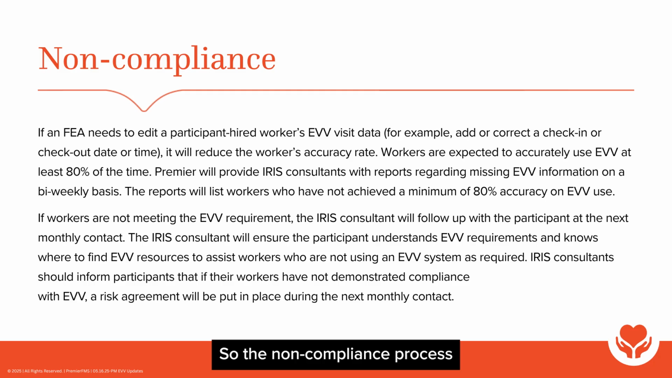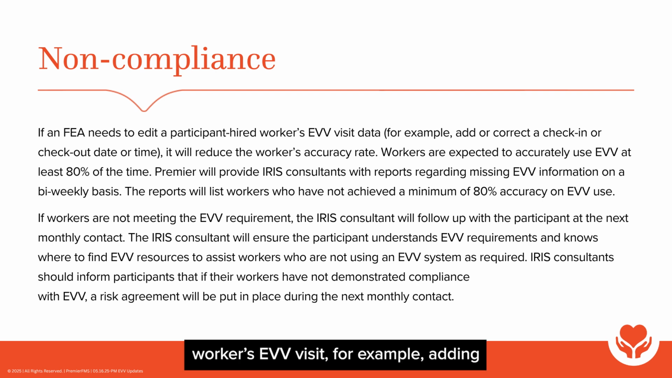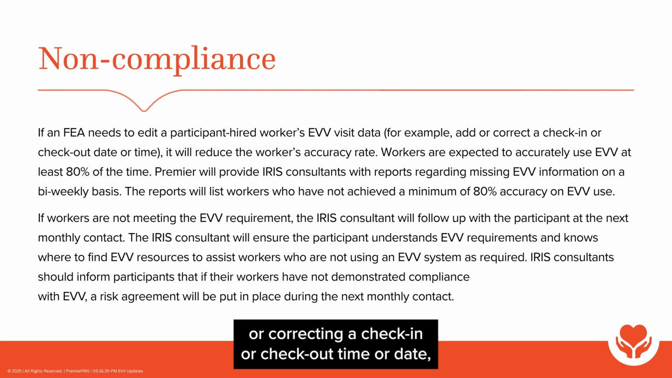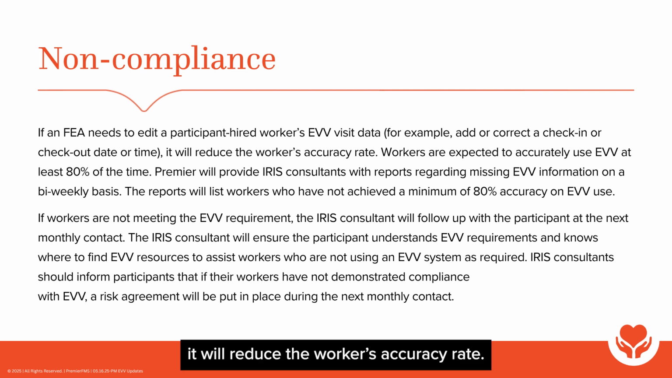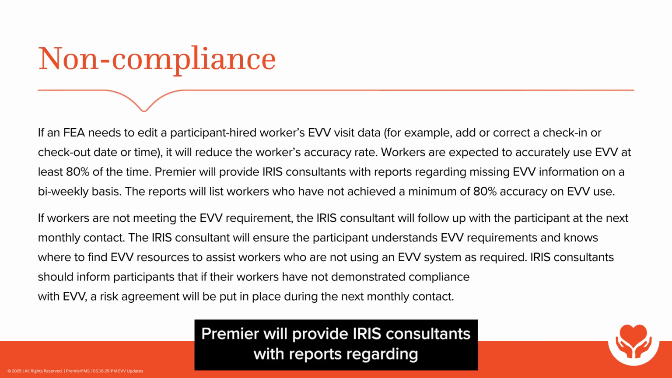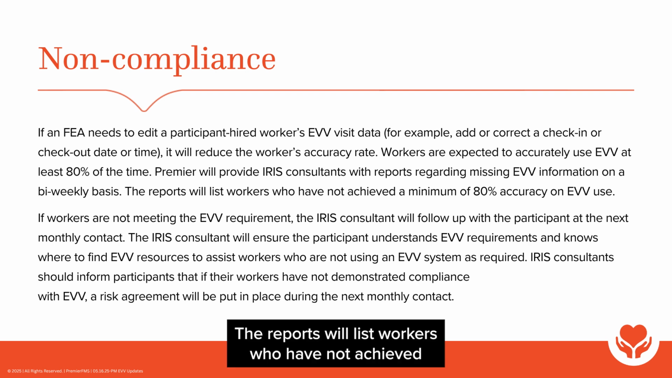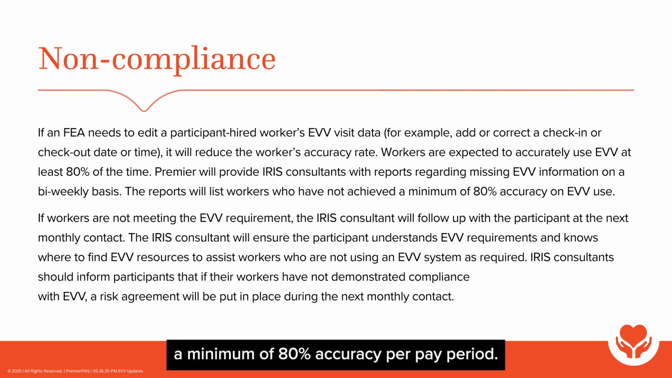So the non-compliance process is if an FEA, such as Premier, needs to edit a participant hired worker's EVV visit, for example, adding or correcting a check-in or checkout time or date, it will reduce the worker's accuracy rate. Workers are expected to accurately use EVV at least 80% of the time, and that 80% is per pay period. Premier will provide IRIS consultants with reports regarding missing EVV information on a bi-weekly basis. The reports will list workers who have not achieved a minimum of 80% accuracy per pay period.